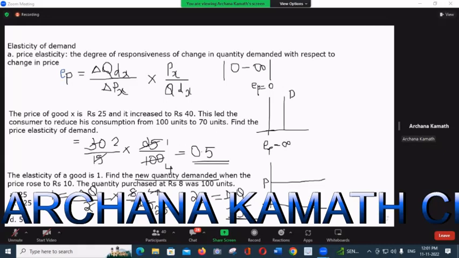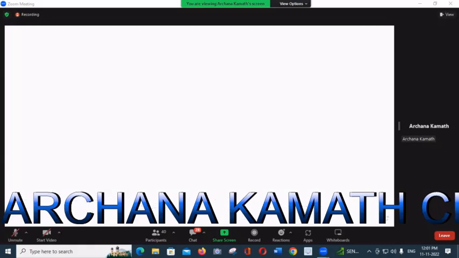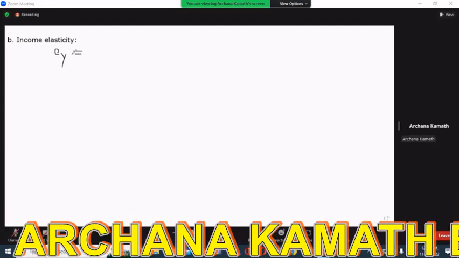Okay, moving on to the next one. Price elasticity is done. The second one will be income elasticity. It is the same concept. Instead of change in price, we will be taking the change in income of the consumer. The pressure being applied here is with respect to the change in income of the consumer. So the equation remains the same. Instead of change in price, we'll bring in change in income.